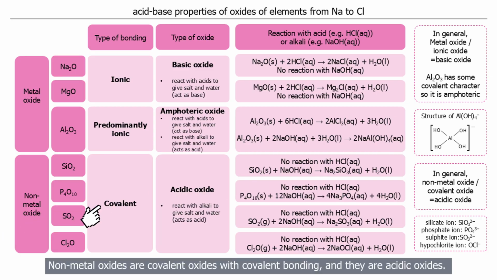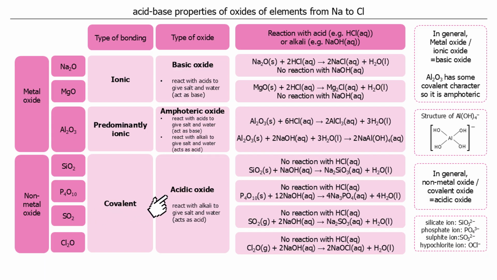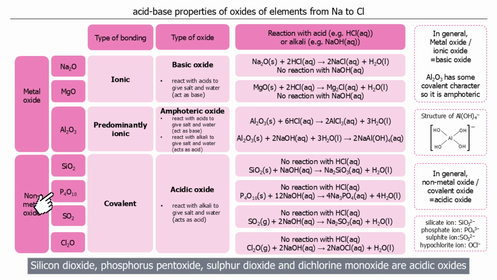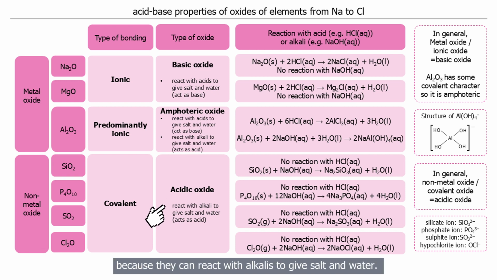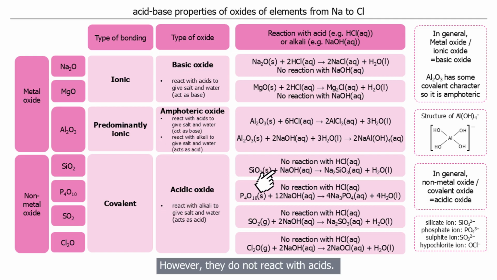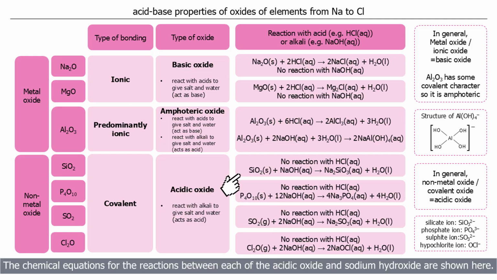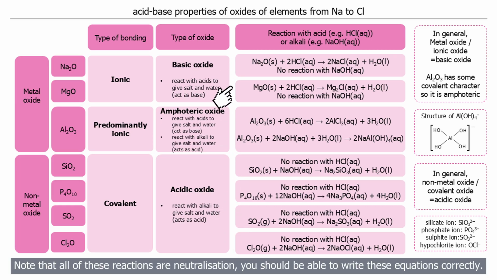Non-metal oxides are covalent oxides with covalent bonding, and they are acidic oxides. Silicon dioxide, phosphorus pentoxide, sulfur dioxide, and dichlorine monoxide are acidic oxides because they can react with alkalis to give salt and water. However, they do not react with acids. The chemical equations for the reaction between each of the acidic oxides and sodium hydroxide are shown here. Note that all of these reactions are neutralization. You should be able to write these equations correctly.